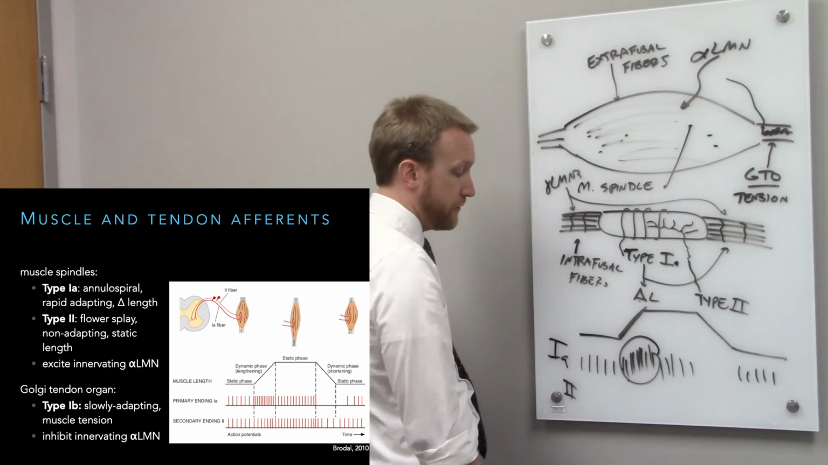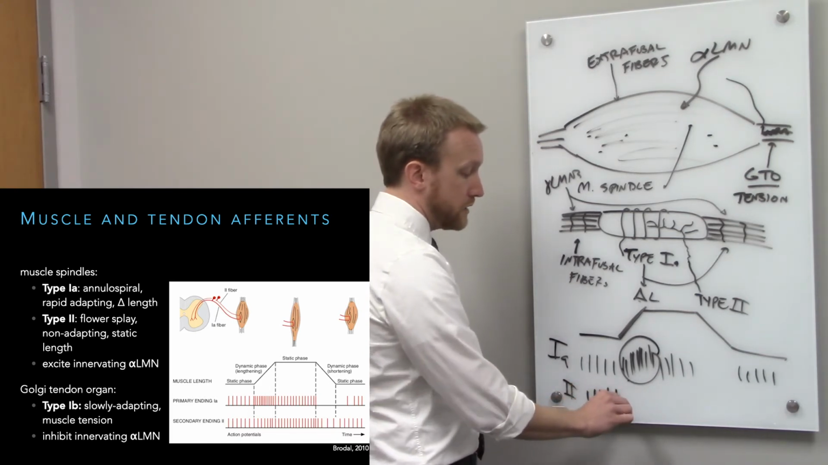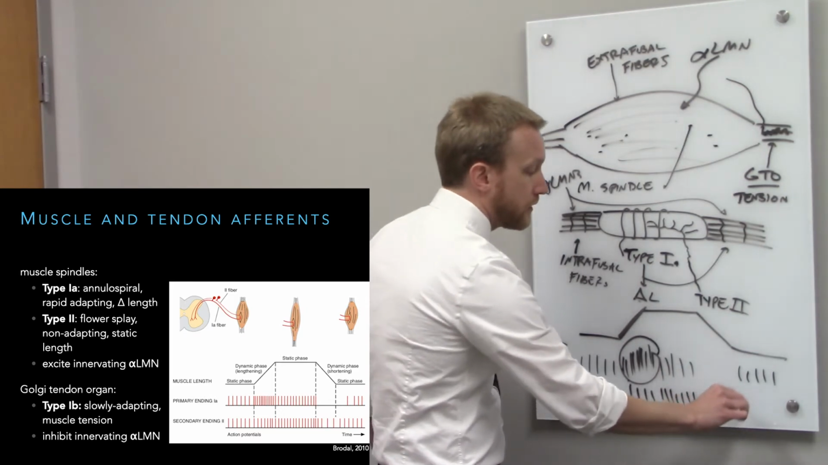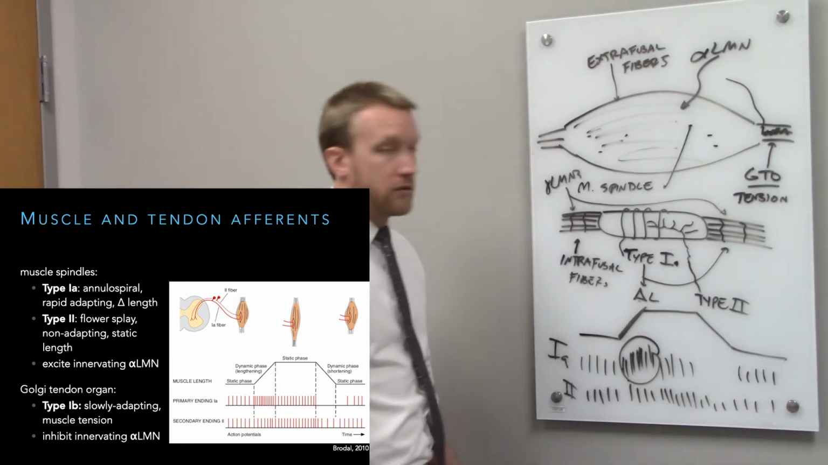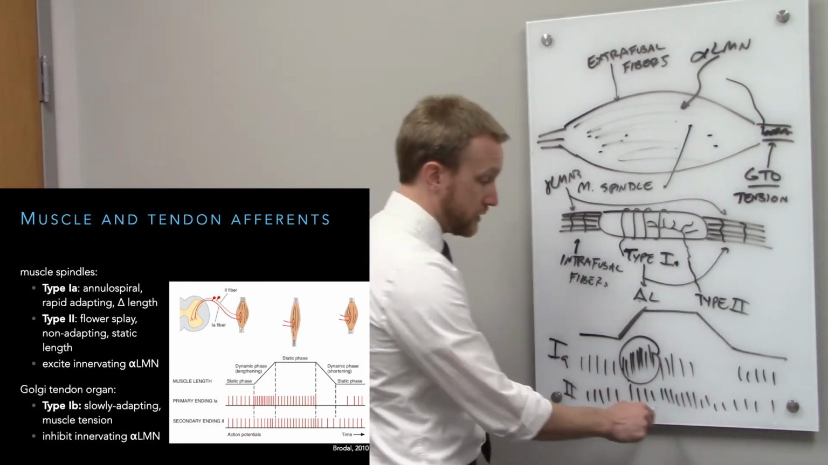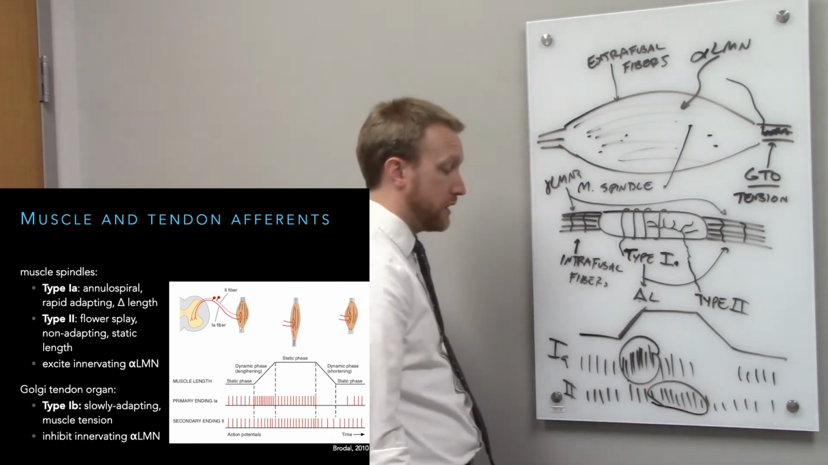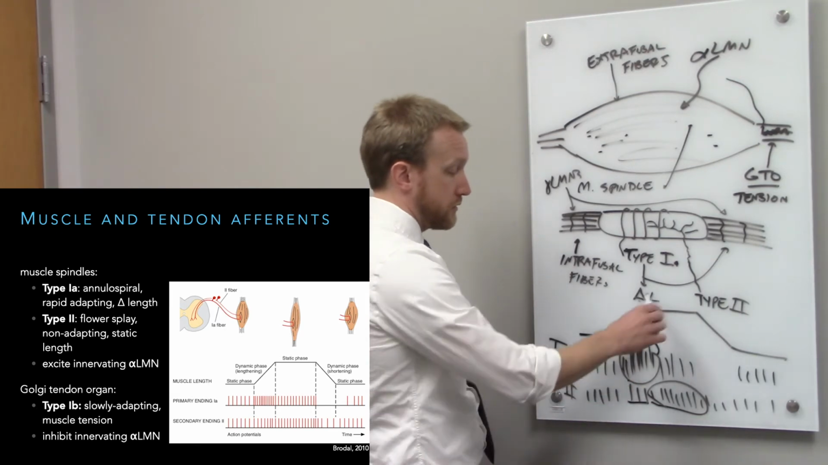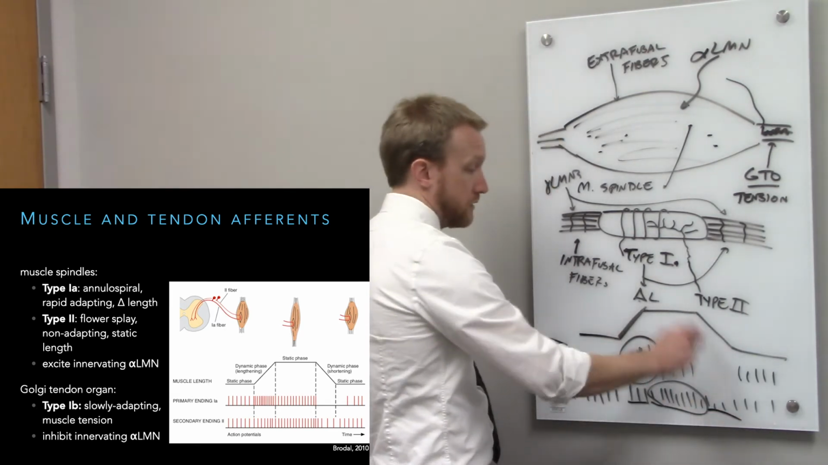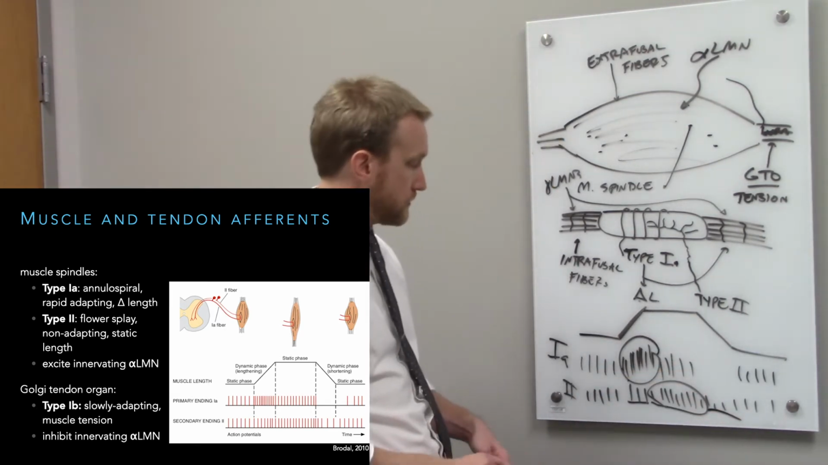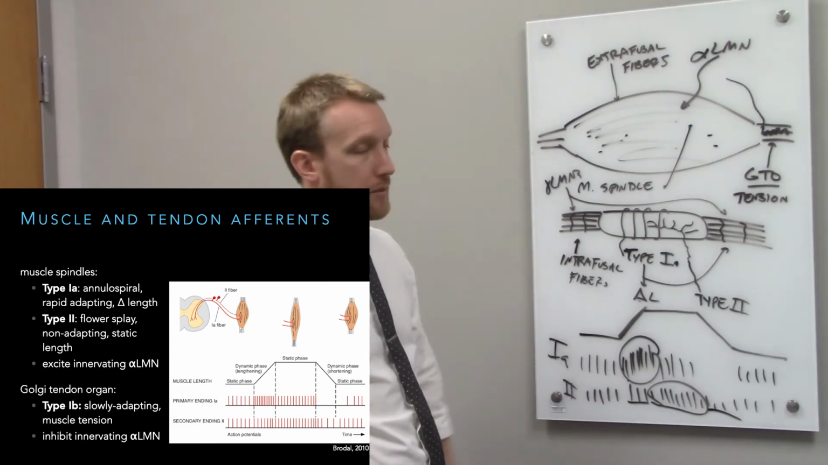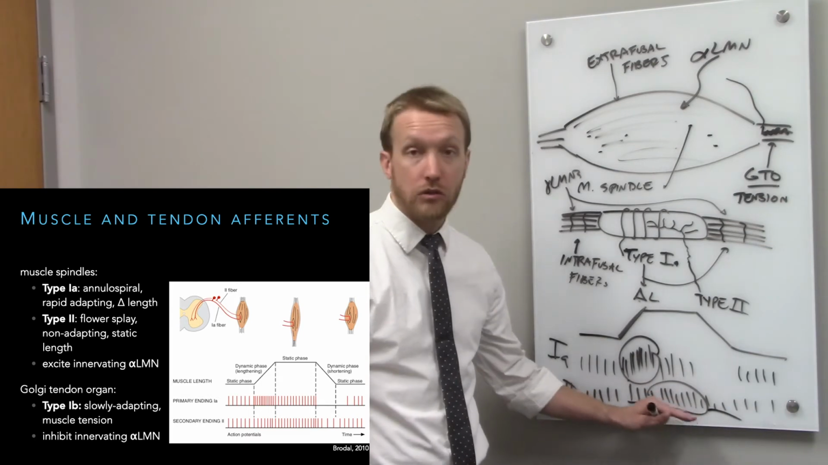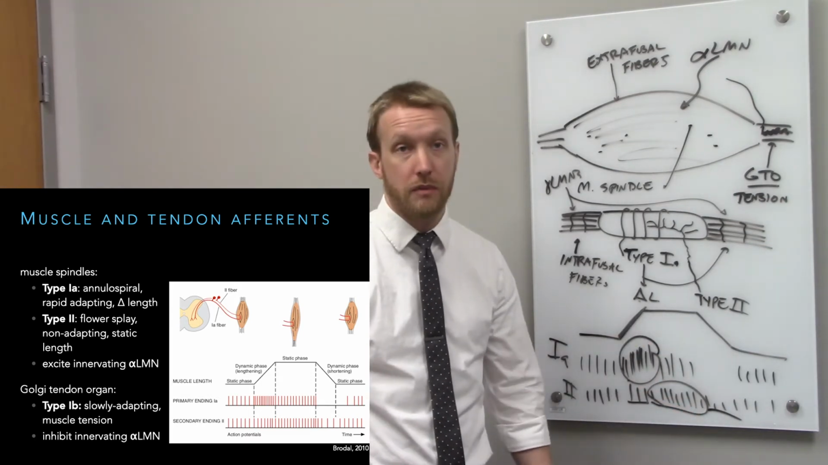Type 2 basically just matches the length of the muscle. When it's stretched, I got my greatest firing rate. It kind of ramps up as we're stretching, and it kind of slows down as we're releasing the tension. It doesn't adapt. So it'll maintain that firing rate so long as we maintain the stretch on the muscle.